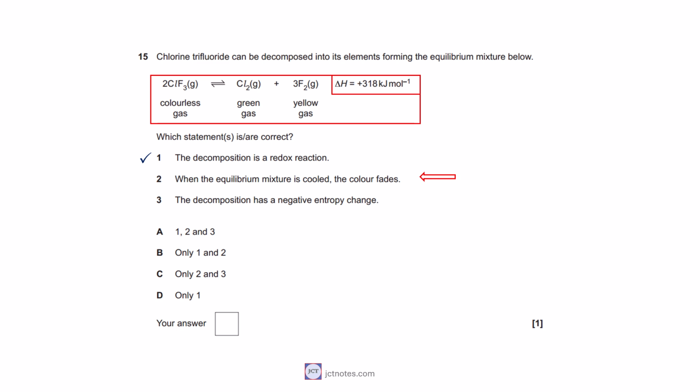As the enthalpy of the reaction is positive, the reaction is endothermic. A reduction in temperature displaces the equilibrium to the left, fading the color. Statement 2 is correct. The third statement says that the decomposition has a negative entropy change. In the decomposition, we pass from 2 moles of gases, from chlorine fluoride, to 4 moles of gases, 1 from chlorine and 3 from fluorine, therefore the entropy increases and it is not negative. Statement 3 is incorrect. Only statements 1 and 2 are correct and the answer is B.